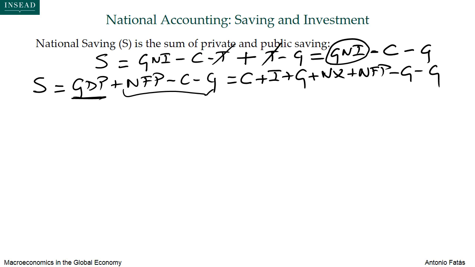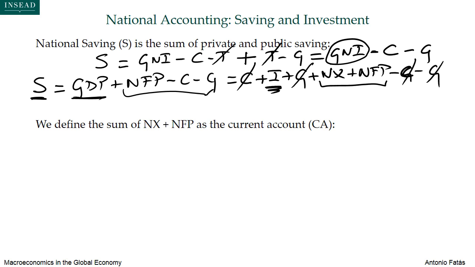Now, if we look at this expression, we can cancel government spending, we can cancel consumption because they're both with positive and negative sign. And we have an expression that says the saving of a country is equal to the investment plus this term, which is the sum of net exports and net factor payments. It happens to be that the sum of net exports and net factor payments is what we call the current account of a country. So we get an expression that says the saving of a country is equal to the investment plus the current account.